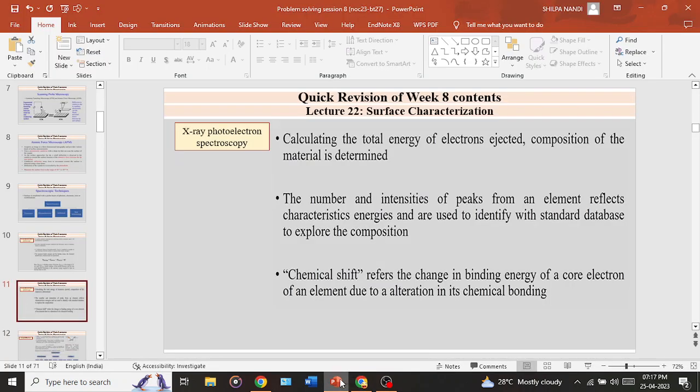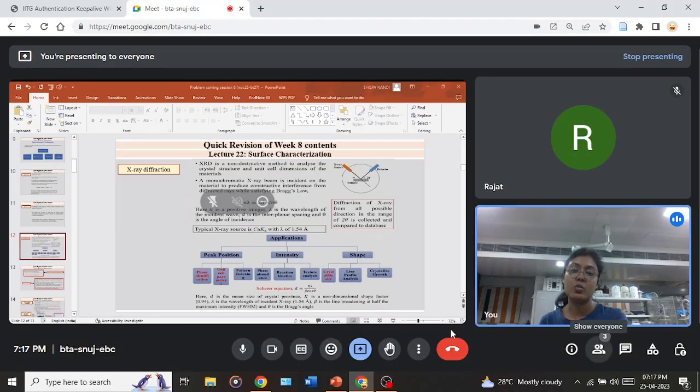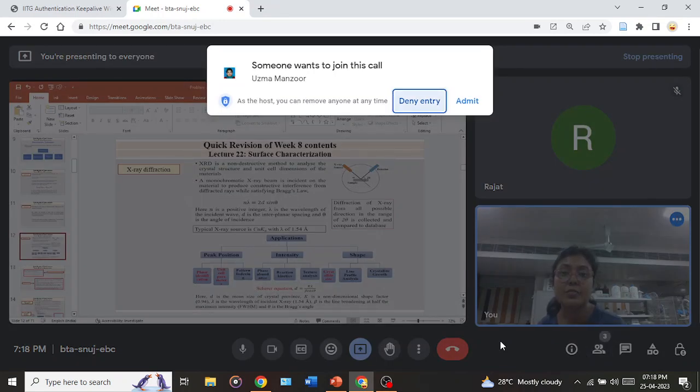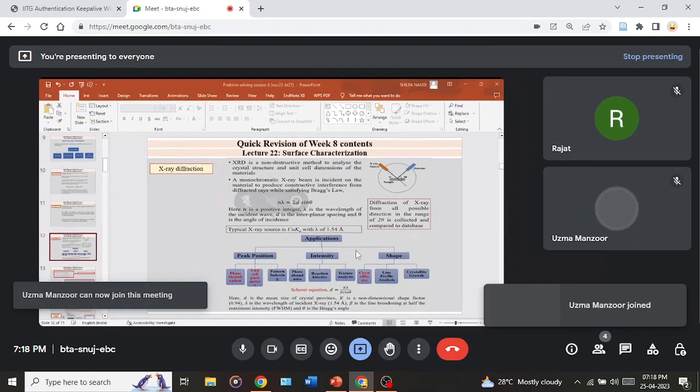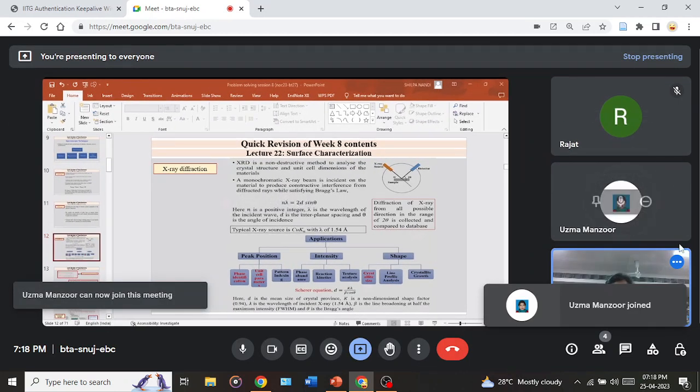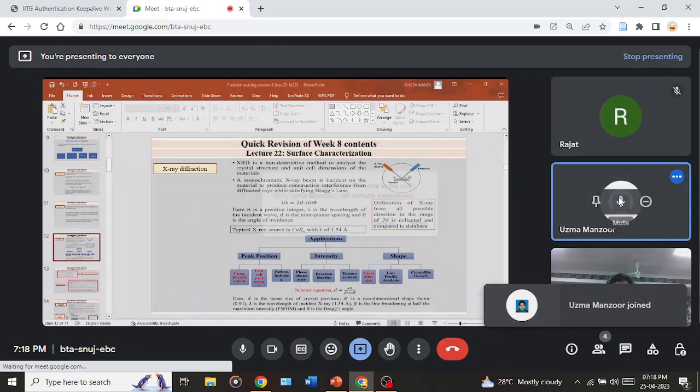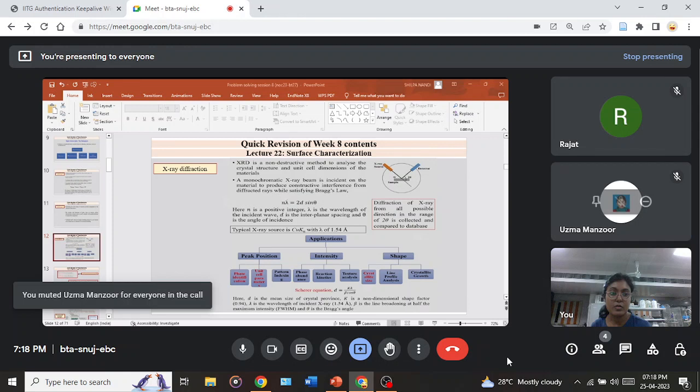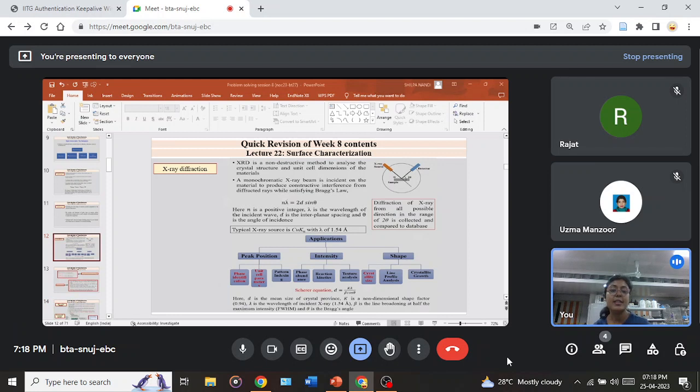So if we go on and see, we have X-ray diffraction also as one of the methods. This is basically a non-destructive method to analyze the crystal structure and the unit cell dimensions of the material. So in XRD, as you can see from the figure, a monochromatic X-ray beam is incident on the material.